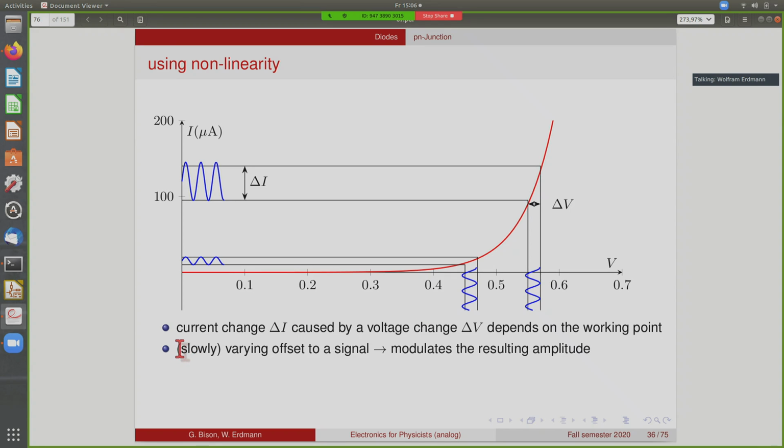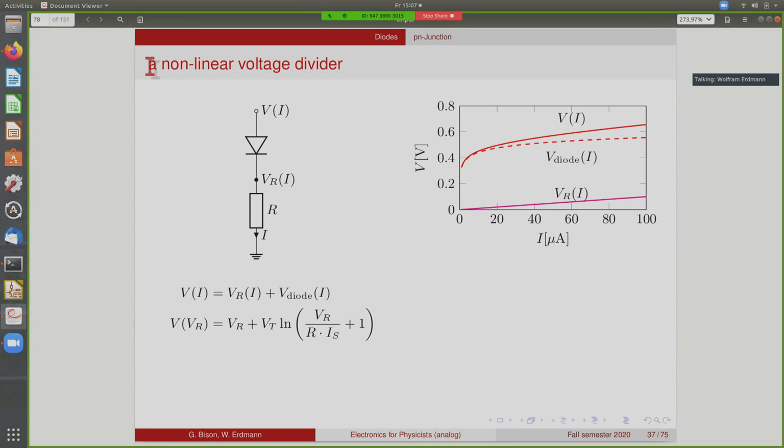So now the application of this could be that you add a slowly varying signal to a fast varying sine wave. So you have this sine wave of constant amplitude, and you add a slowly varying signal here, and then what you get at the output is this fast varying sine wave, but with amplitudes that depend on where you are with your slowly varying signal voltage. And then this is a current. Usually you want a voltage, so you have to use, for instance, a resistor to translate this back to a voltage. This brings us to this nonlinear voltage divider here.